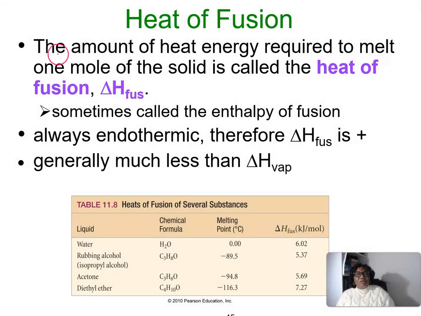So, the amount of heat energy required to melt 1 mole of a solid is called heat of fusion or enthalpy of fusion. Always endothermic, therefore delta H fusion is positive. Generally much less than heat of vaporization. So we can see the heats of fusion. Take note, we can use it also as a conversion factor.